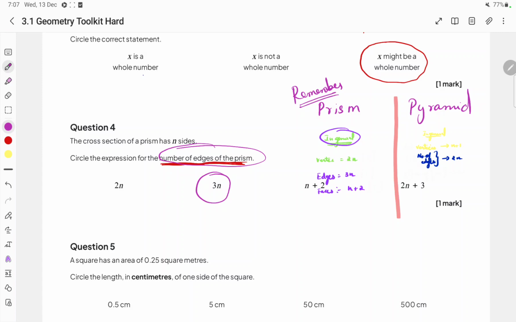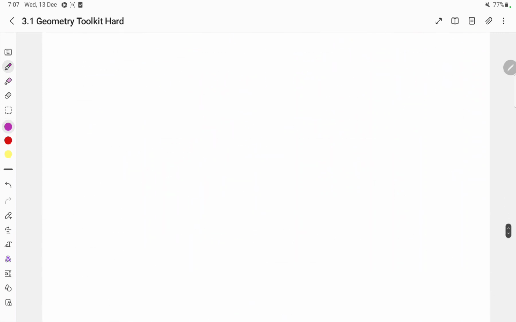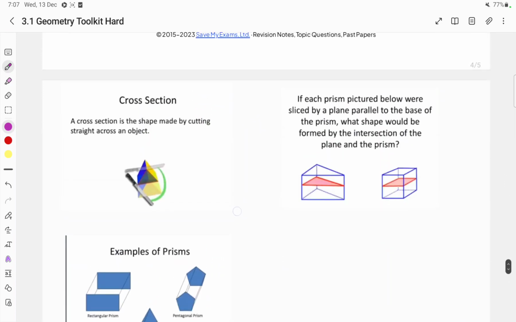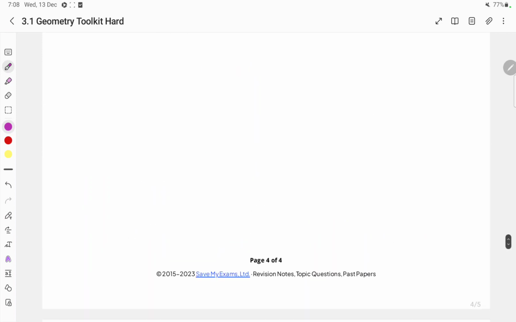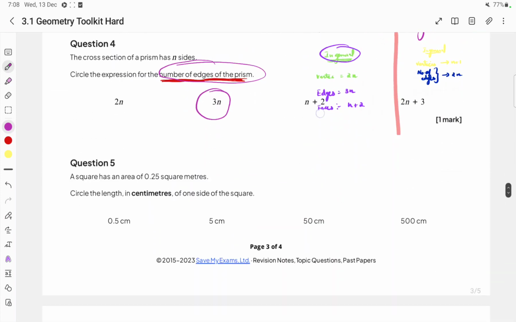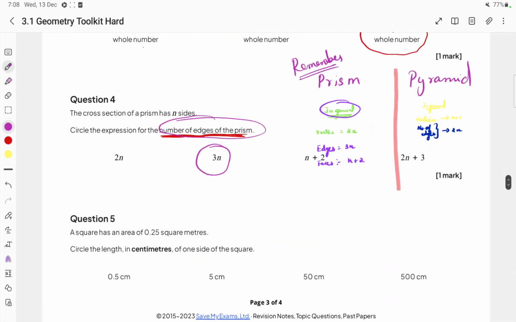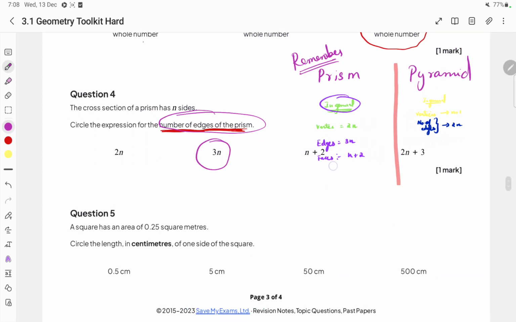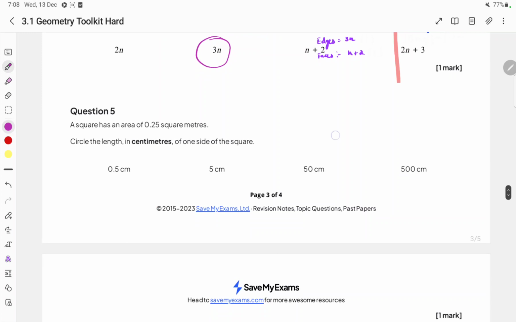I will just tell what a cross section is. Cross section is nothing but the shape made by cutting straight across an object. So like this, if you cut, whatever intersecting part you have here is the cross section view. Now coming to the fifth one. The fourth one's answer is 3n, just with this table I have explained this. Okay, so question number 5.